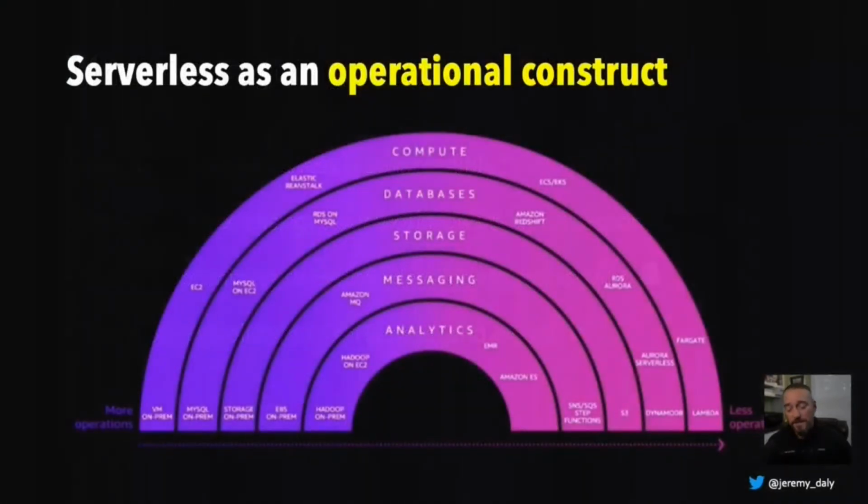So let's start with this. A couple of years ago at re:Invent, AWS had this slide where they explained serverless as an operational construct. The idea here was that certain things like VMs on-prem or EC2, or even managing MySQL on EC2, were things that required more operations. And as you started moving across the spectrum and got to things like Lambda and Fargate and Aurora Serverless, these were less operations.